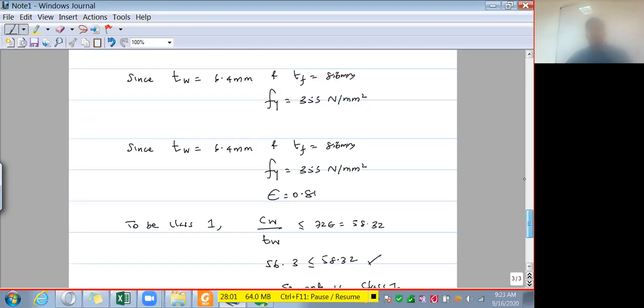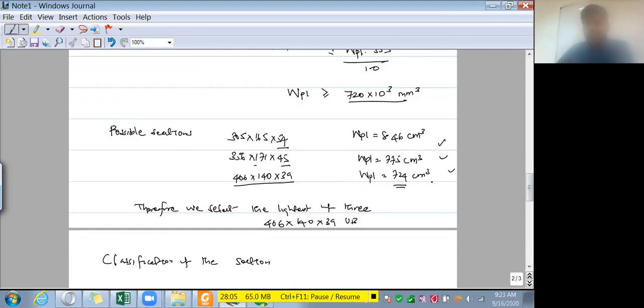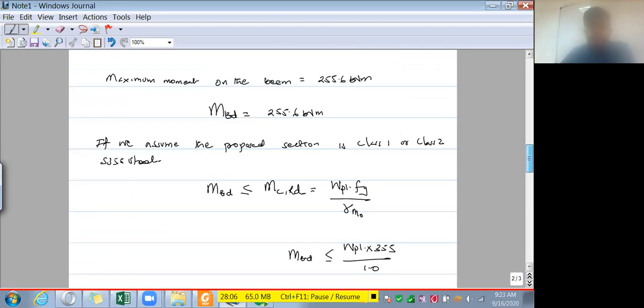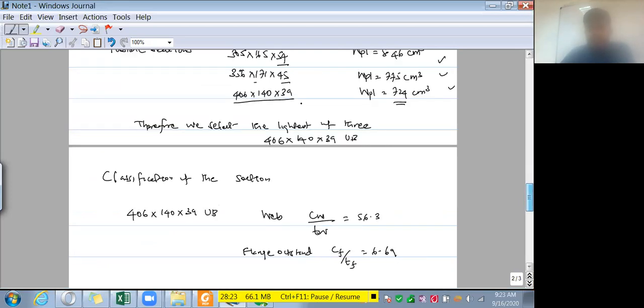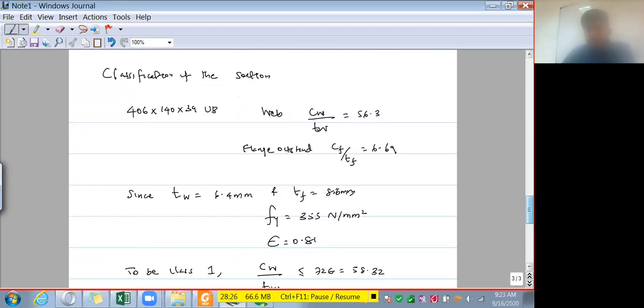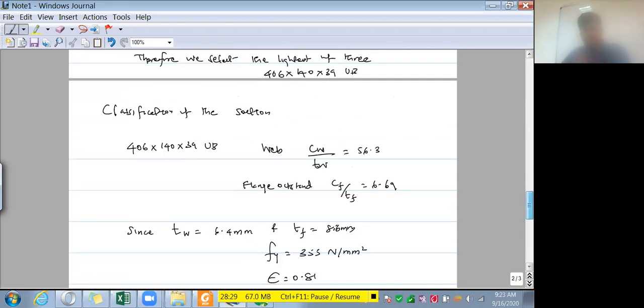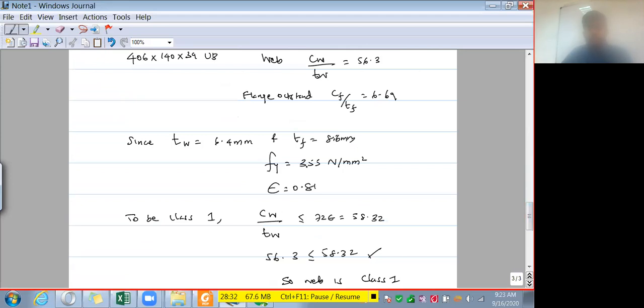So now if you can see here, we have chosen a section based on two assumptions. One is our steel yield strength is 355, and the section is either class 1 or class 2. That's why we use this equation. Those two assumptions must be proved at the end. Once we have chosen this section, we checked for class and proved it's class 1, and also based on the thickness of the web and flange, we proved that the yield stress is 355. So both my assumptions are correct, so the section I considered is correct.